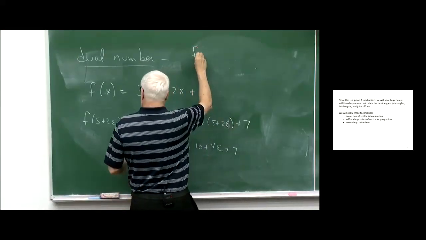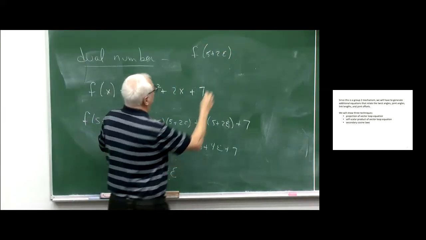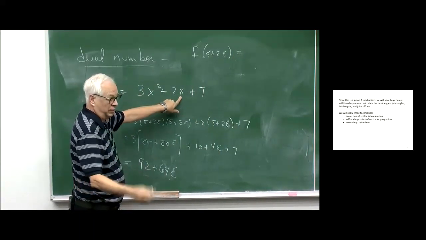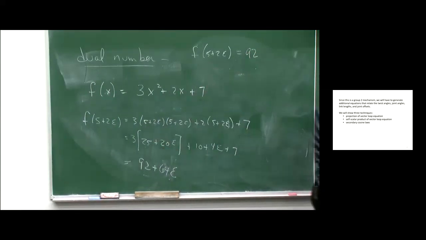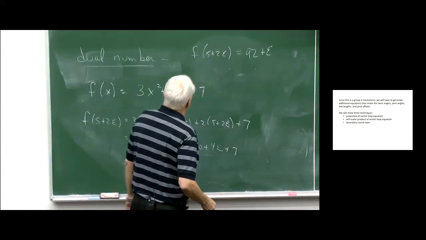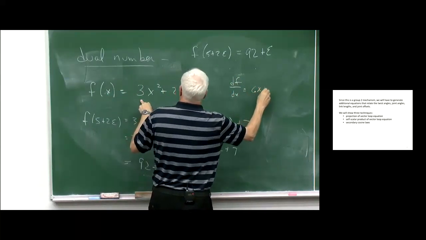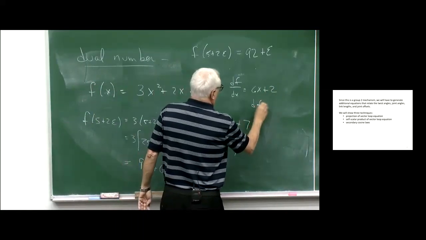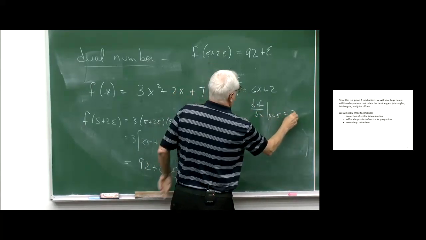Okay, so I'm going to say that the function evaluated at 5 plus 2 epsilon, and here's my function, equals the function evaluated at a. 25 times 3 is 75, plus 10 is 85. Oh, so that's 92. And then what comes next is the dual part. That's what's times epsilon. And it says evaluate the derivative of this. So df dx is 6x plus 2. And it says evaluate that at the expansion point. df dx evaluated at x equals 5 is 32.